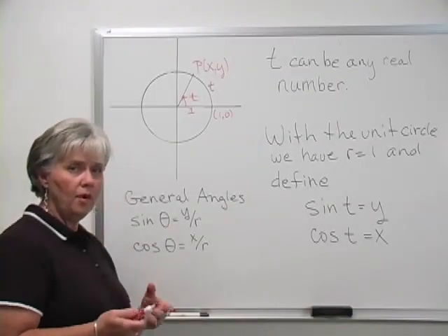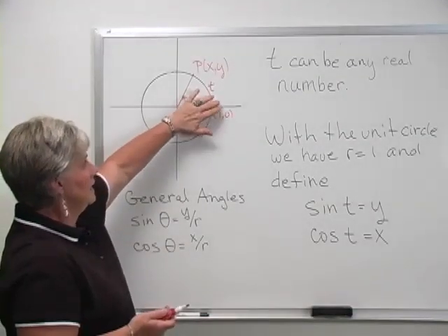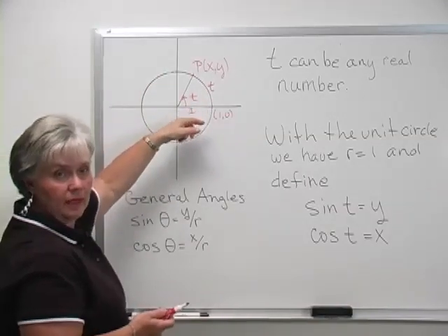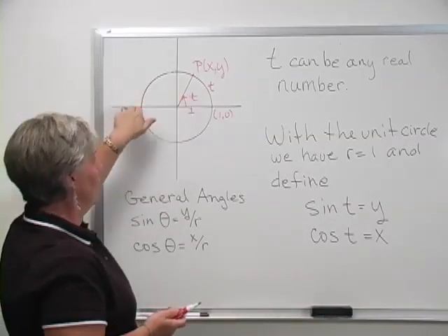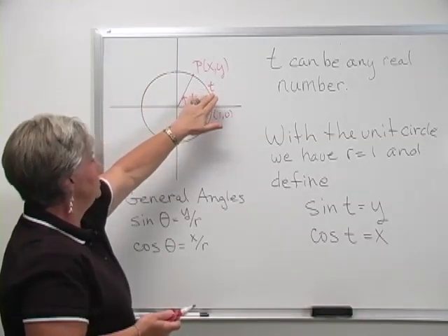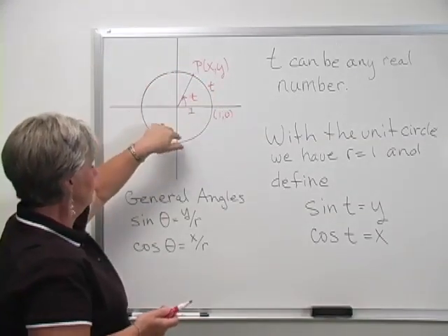Now one thing I want to point out is that t can be any real number. You can go around this circle in either direction, positive or negative direction, and you can go around it as many times as you want. So we can define the trig functions using this because t is any real number.